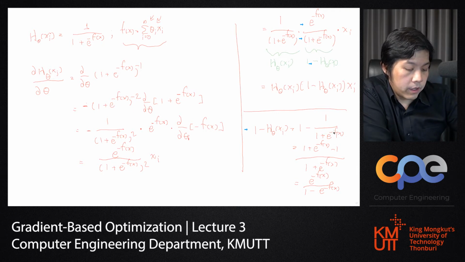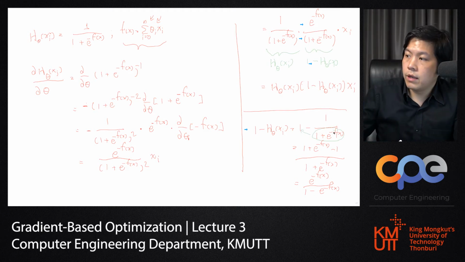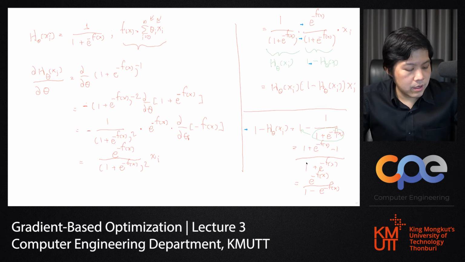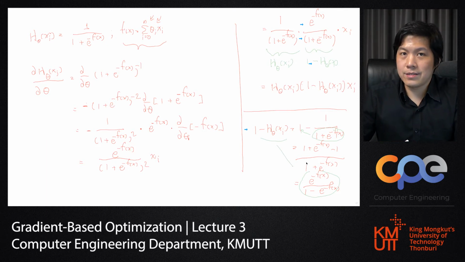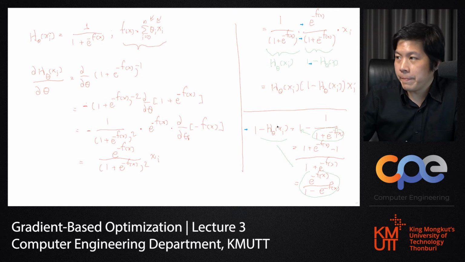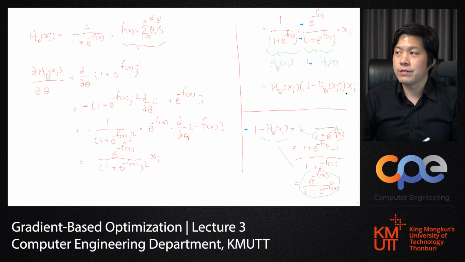Okay, the whole thing here, multiply it up, then you get 1 plus e to the minus fx minus 1. Minus 1 cancels 1, right? The remaining is e to the minus fx over 1 plus e to the minus fx. That means the whole thing here equals 1 minus h theta xi. So what I did above was to substitute the first term with h theta xi, the second term with 1 minus h theta xi, and the third term is actually xi itself. So leave it like that.